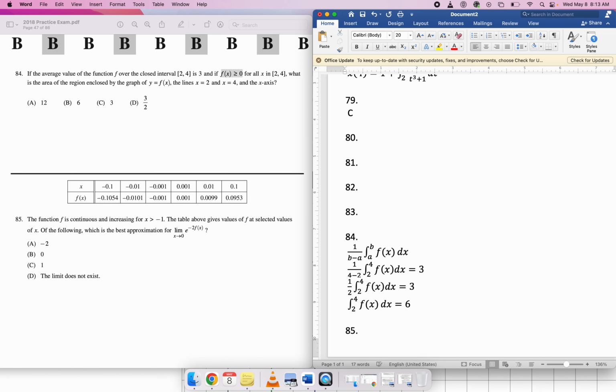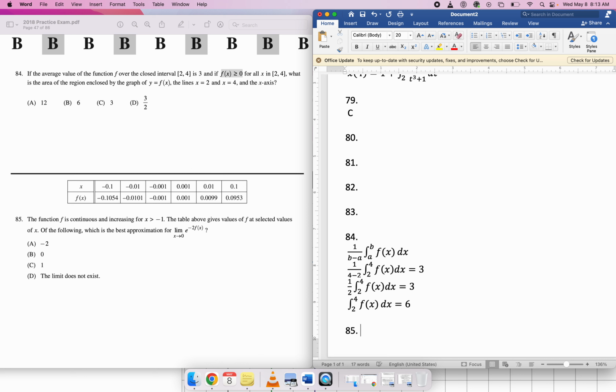Okay, 85. The function f is continuous and increasing for x greater than -1. The table above gives values of f at selected values of x. Of the following, which is the best approximation for the limit as x approaches 0 of e to the -2 f of x? Say what now?